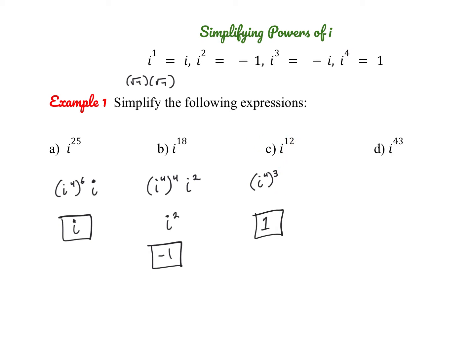And then for this one, i to the 43rd, we can say is i to the 4th to the 10th. So it's i to the 40th, and then we still have i cubed left over. So again, this simplifies to just 1. So we're left with just i cubed, and i cubed is equal to -i. So anytime we have higher powers of i, we're always going to simplify them as much as we can. It will either be i, -1, -i, or 1.